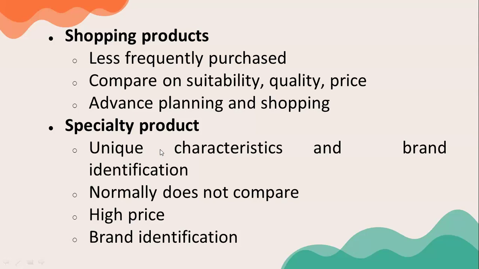Now, if you want to purchase a Rolex watch that is high in price, you are not going to compare it with other watch brands. You purchase it. Likewise, the products you purchase because of the brand identification, we call them specialty products. Most of the luxury products, the branded products, come under this specialty product, right? So now we have discussed three types. The first one is convenience products, then shopping products, and specialty products.